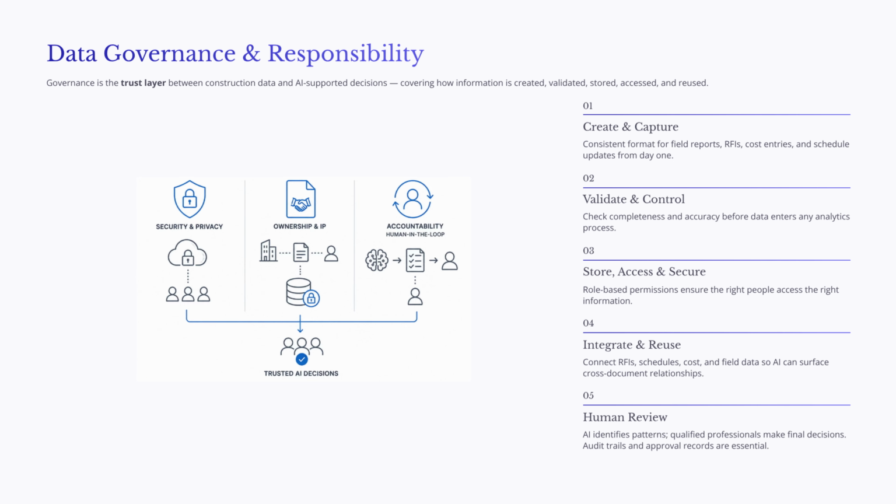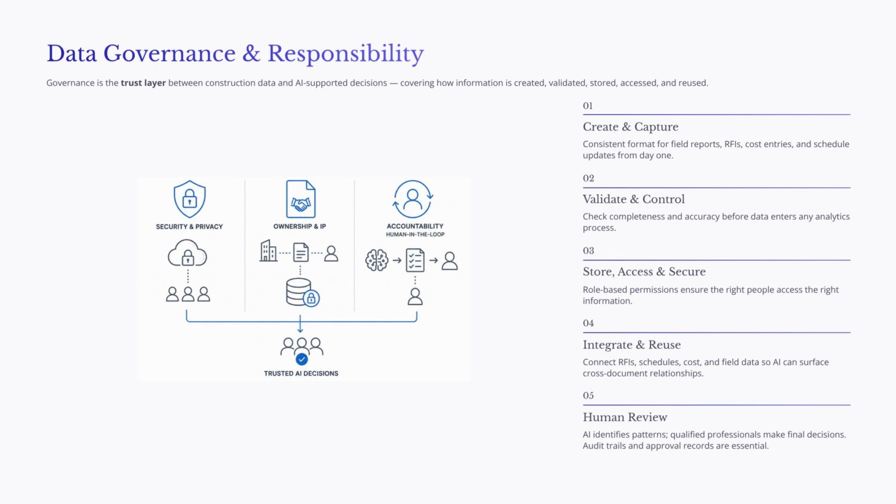Without governance, even a large amount of data may not be useful for AI. The first responsibility is to create and capture data consistently. Field reports, RFIs, cost entries, inspection records, and schedule updates should follow a clear format from the beginning of the project. Required fields should be understood by the project team, and people should know why accurate data entry matters.